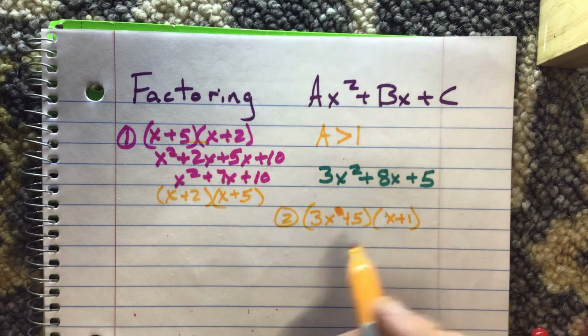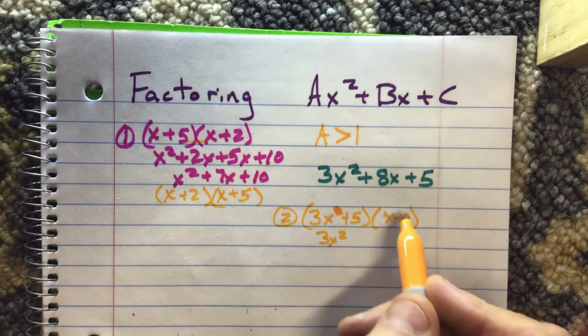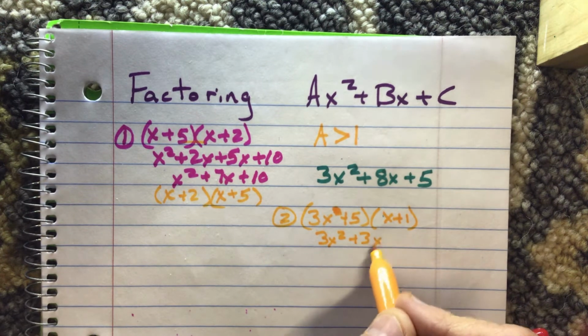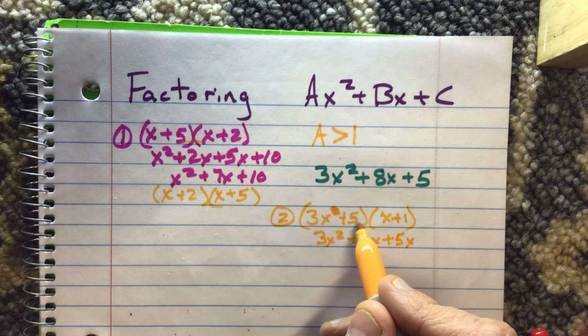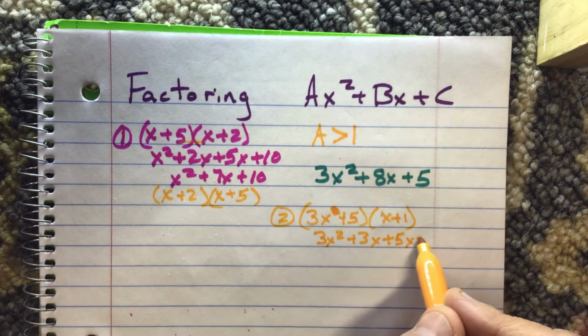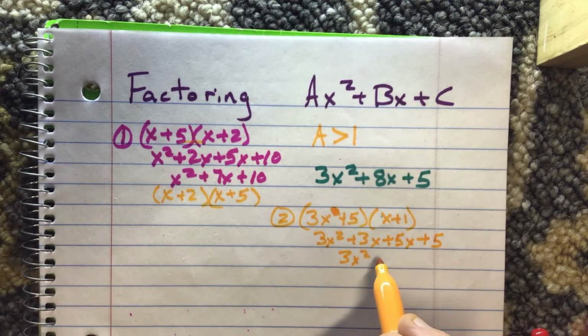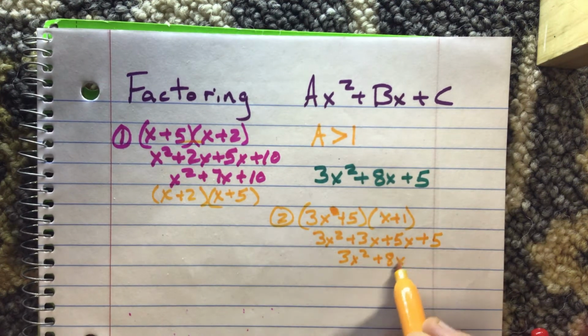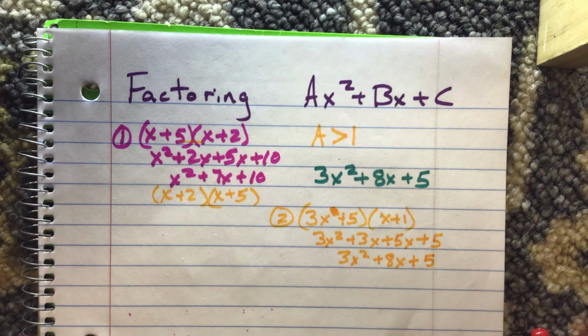So 3x times x is 3x squared. That's the first terms. 3x times 1 is 3x. 5x times 1 is 5x. And 5 times 1 is 5. When I combine the middle two terms, I now have 3x squared plus 8x plus 5. Multiplying the first two terms gets me the first term, and multiplying the last two gets me the last term.